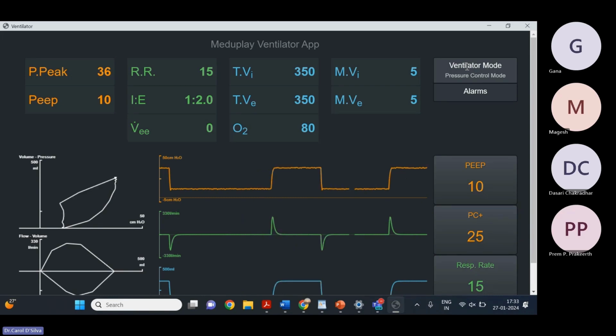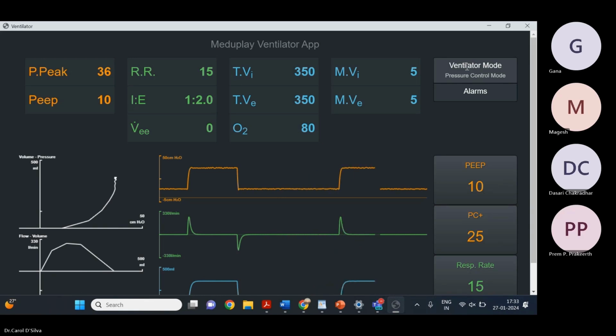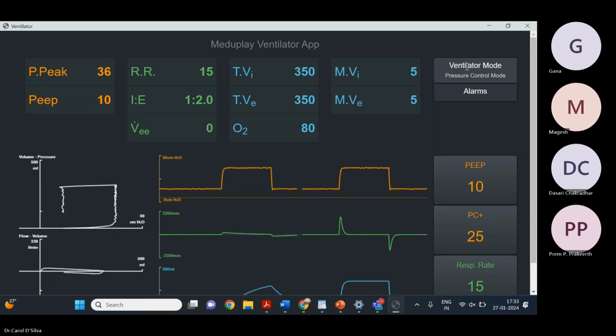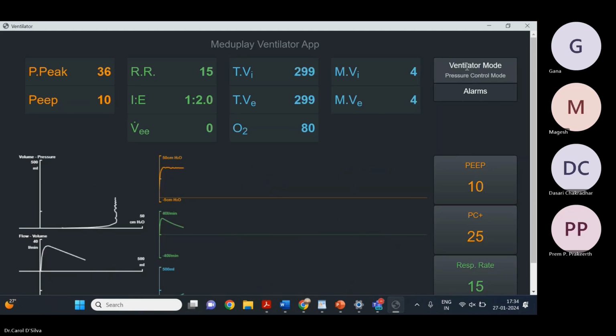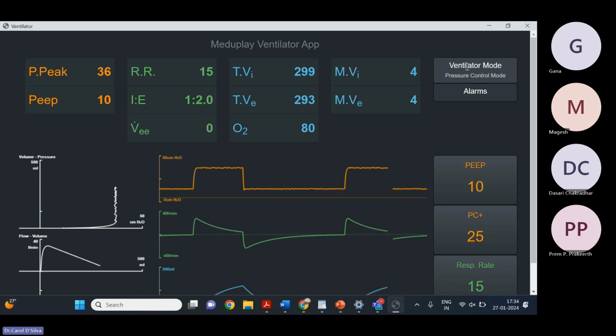Okay, and tidal volume will depend on what? On the compliance and the resistance of the lung. Okay, so now see, I'm going to change the compliance and resistance, and you tell me what is happening. Okay, I've made some change. Now it was delivering 350. How much is it delivering now? It was 350 earlier. Now it is delivering 299. So why this has happened is because I have altered the resistance of the lung.